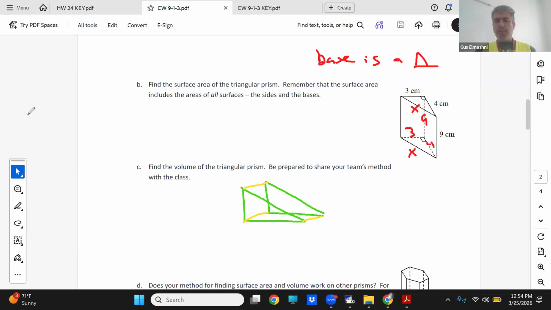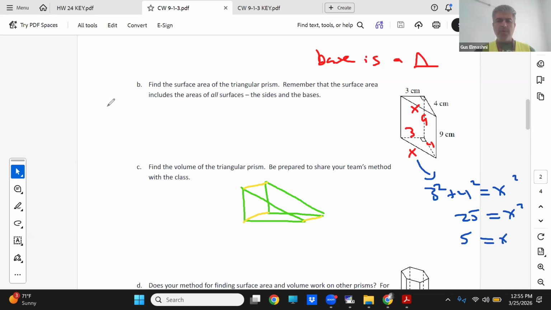What would x equal? How do I solve for x? What would I do? Yeah, it's a 3, 4, 5 triangle, right? 100%. Good. Awesome. So x equals 5.